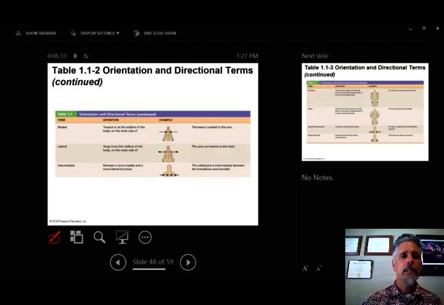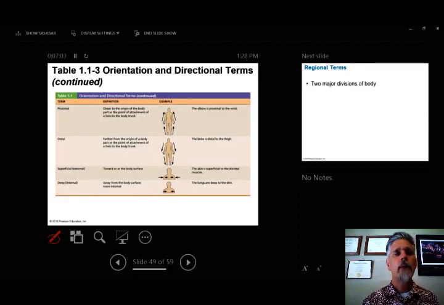Okay. Medial and lateral. Medial and lateral are the next two. And we're talking about towards the midline of the body or away from it. So, medial. So, like if we're talking about our eyes and our nose, right? The nose is medial relative to the eyes. The eyes are lateral relative to the nose. Okay? So, medial and lateral. And then intermediate, as the name would indicate, is kind of somewhere in between.